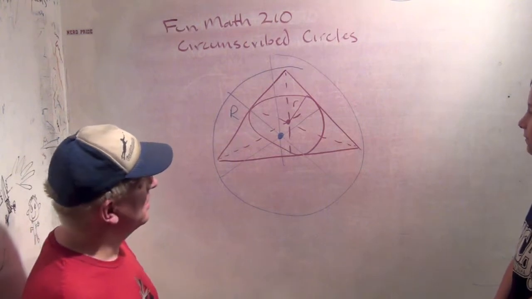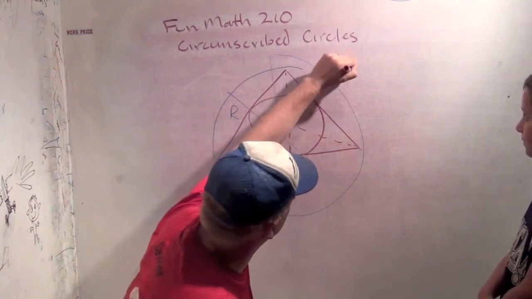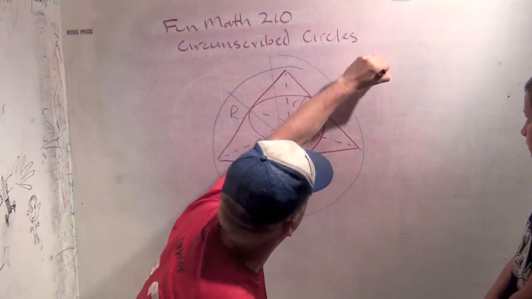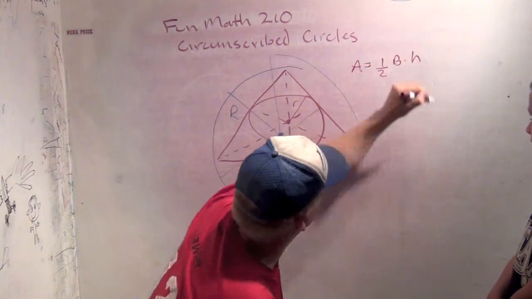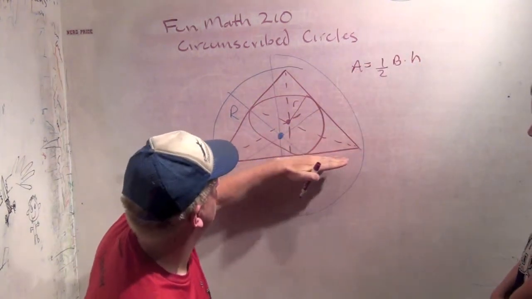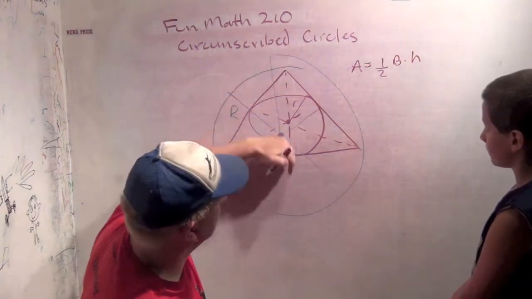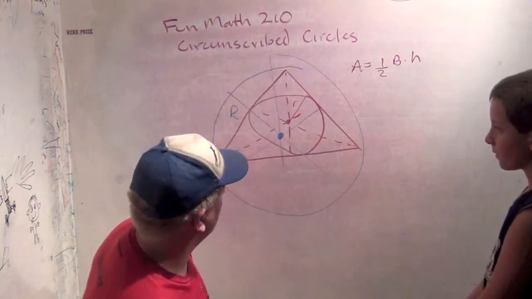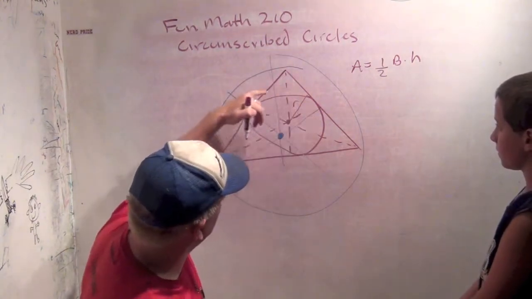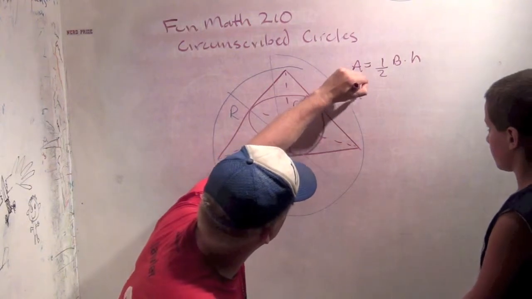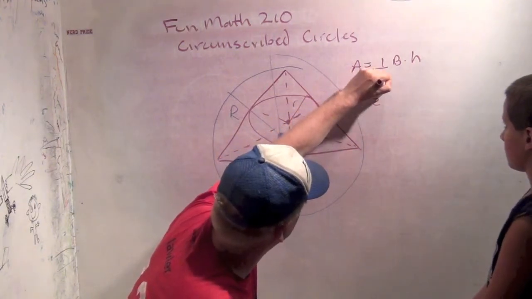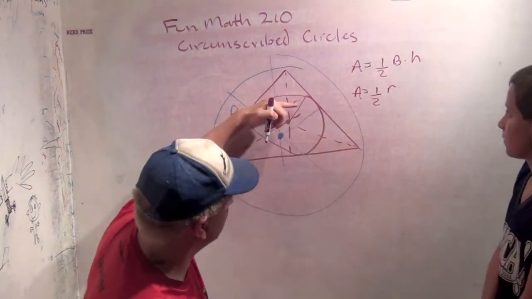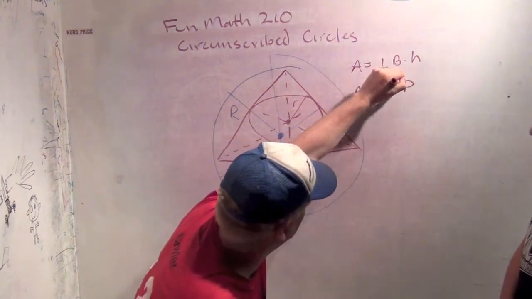So we have our regular area formula, which is 1/2 base times height, right? So we find a base, and then we find how tall the triangle is. And then yesterday we learned that the area is also equal to 1/2 the inscribed radius times the perimeter.